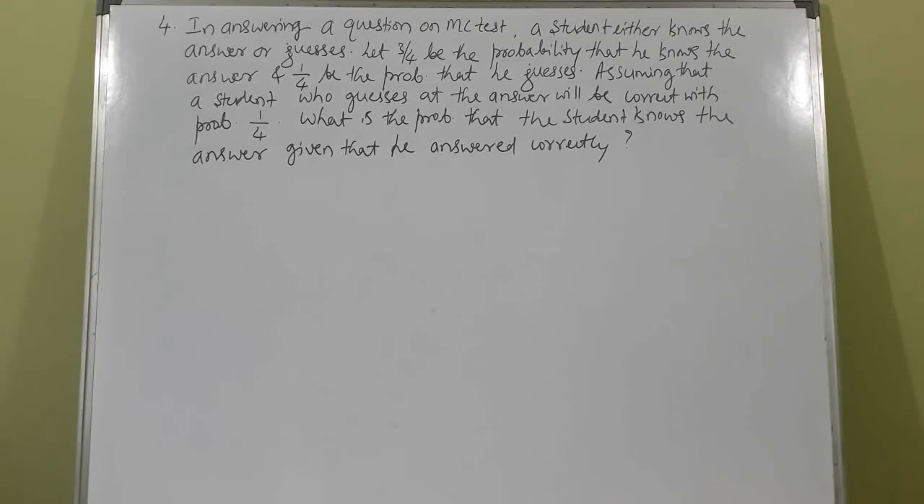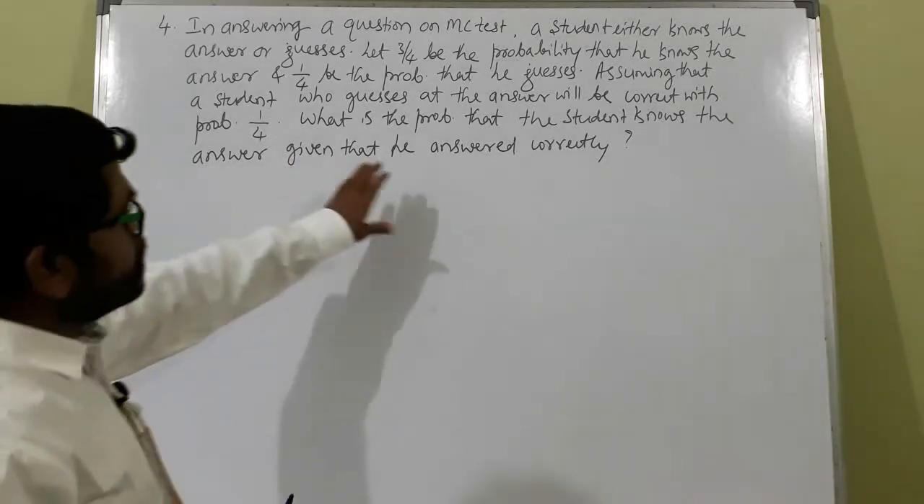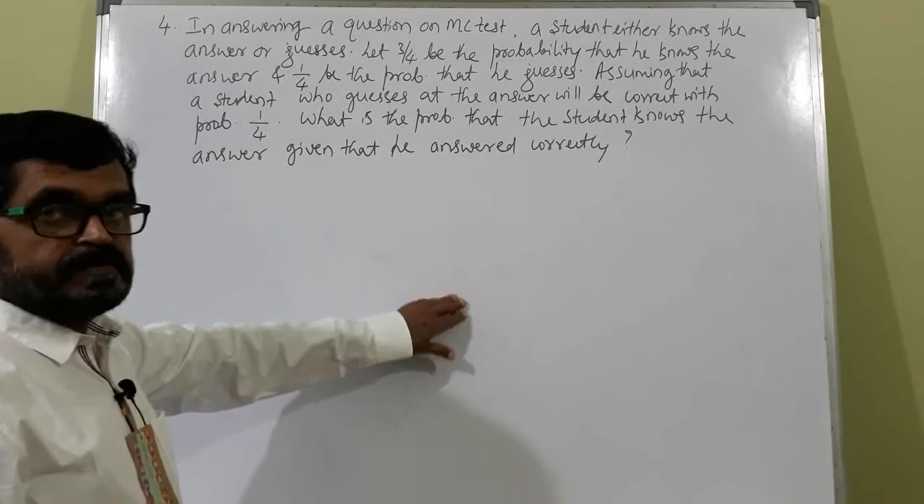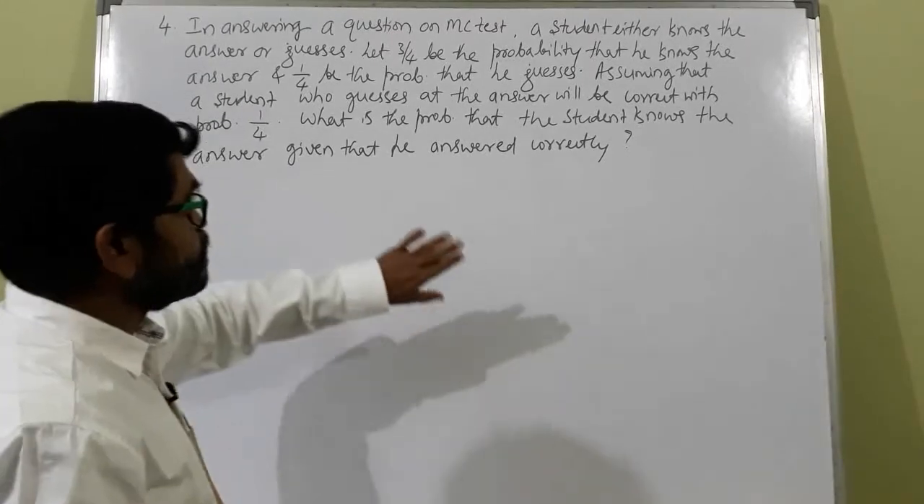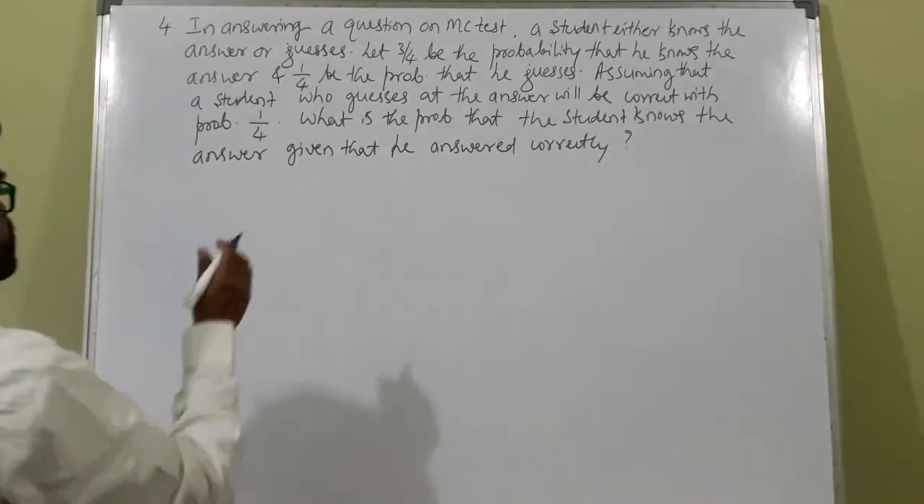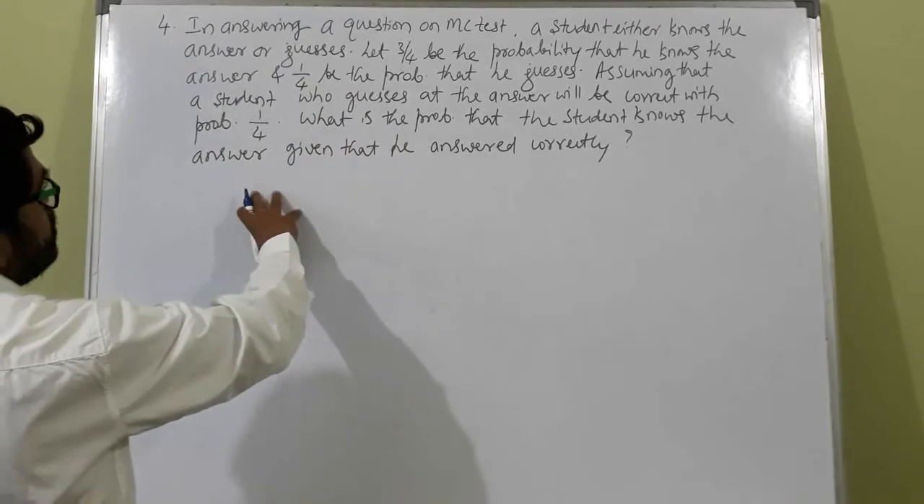Okay. But what is the probability that the student knows the answer given that he answered correctly? I hope you understand the content. What you have to find is, he answered correctly. Okay, then you have to find when actually he knows it. Okay, he did not guess it. It is not by guessing. He answered correctly by his knowledge only.